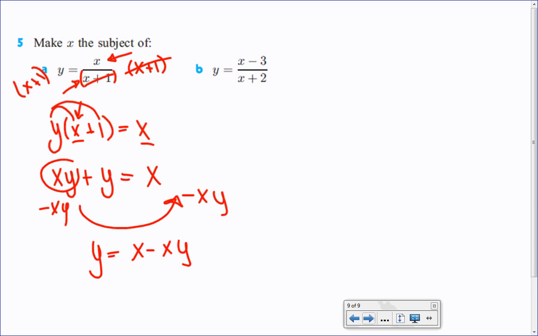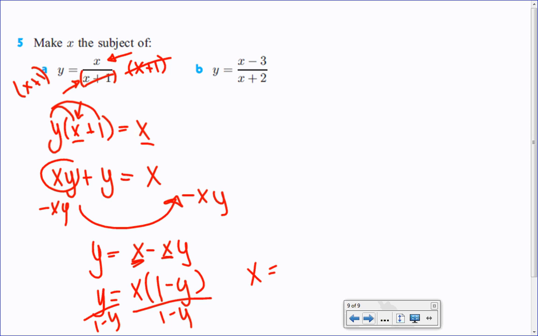We're still solving for x, so we're going to have to factor x out from here now. So y is equal to x. So if we factor an x out of x, we're just left with 1. And if we factor this x out here, we're left with minus y. Okay, and then we're going to divide both sides by 1 minus y. And so x is equal to y over 1 minus y.